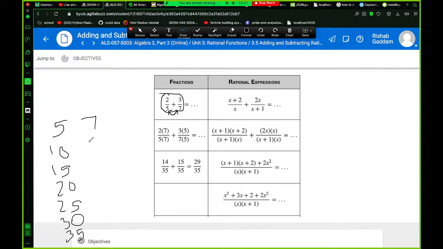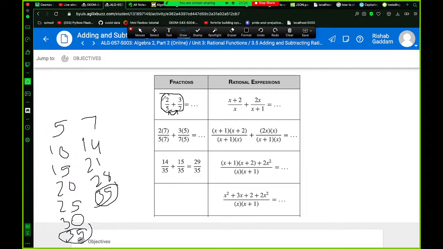Okay, then we have over here 14. So let me just write it down first. 28 and 35. So as you can see, the first common multiple that we find is 35 and 35. And to get that answer, all you have to do is multiply 5 and 7.